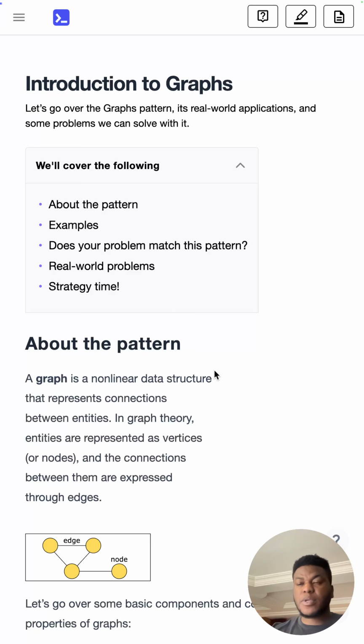All right, these videos don't get a lot of views typically, but here's an introduction to graphs, the next section we're going to be covering. And now we're taking a pattern-based approach, and its real world applications and some problems we can solve with it.